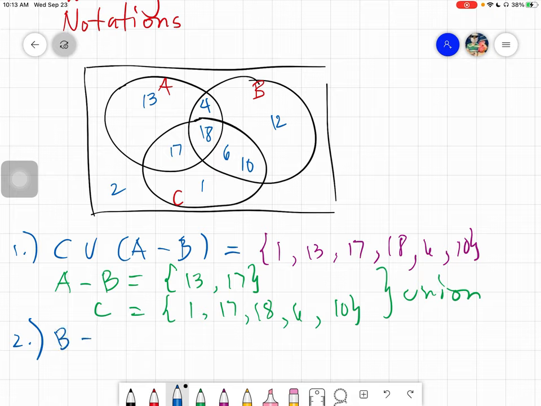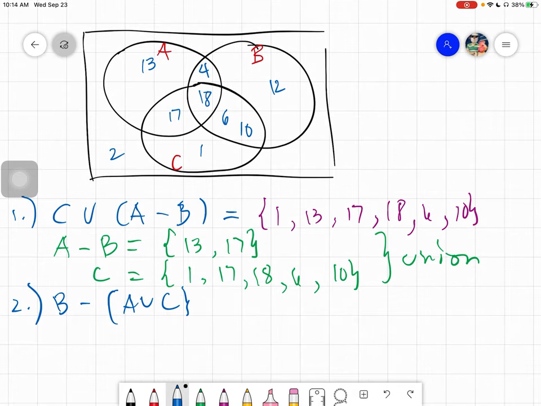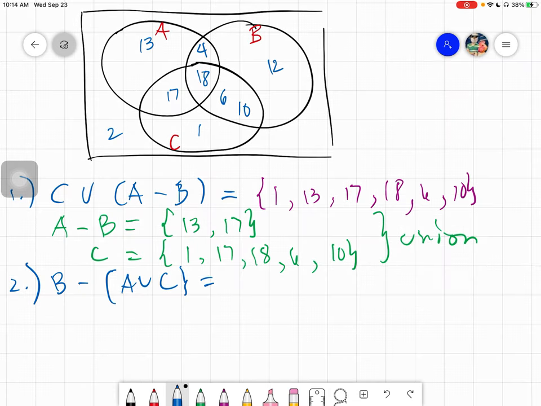Say we have B difference A union C. What are the elements of that? Again, the thing that we do here is we identify the elements inside the parentheses. So we have A union C. A union C is simply taking the elements of A with the elements of C. Meaning, everything in those circles, we will take. So that would be 13, 4, 18, 17, and we have 1, 6, and then we have 10.